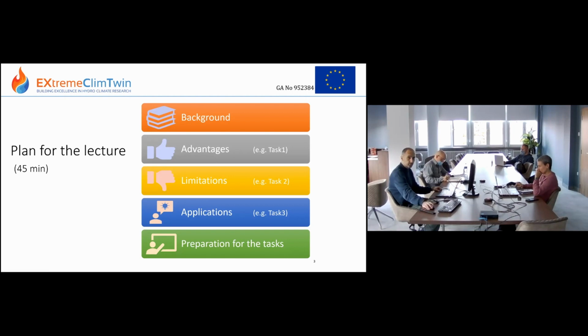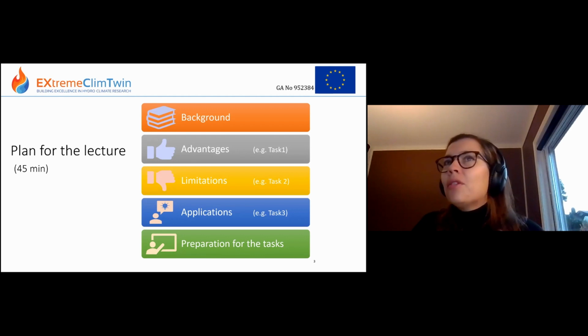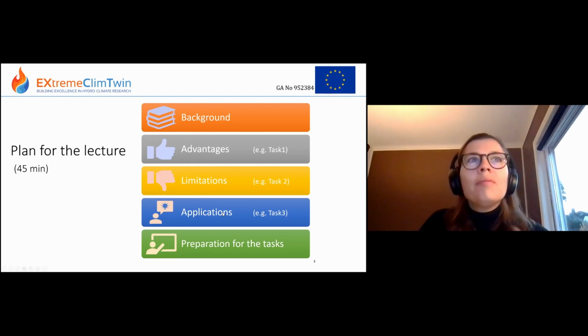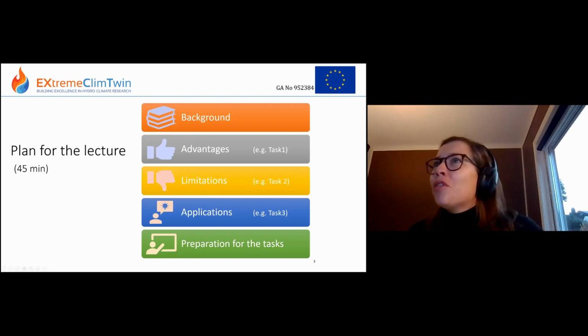And the plan for the lecture, so this 45-minute block of lecture, I will start by talking about the background. Why do we need dynamical downscaling? Where does it come from? The advantages of this technique, which is related also to the first task we'll do later, the limitations of this technique, and some of the applications. And again, if you have questions, stop me.